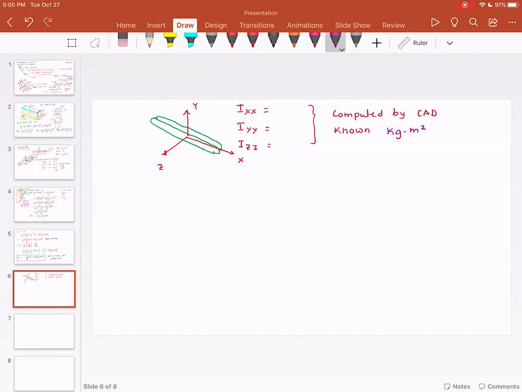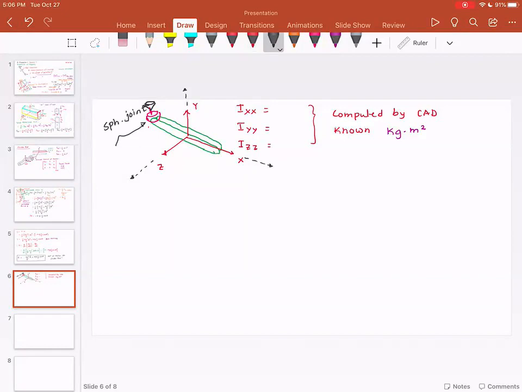Now let's assume, for the sake of discussion, that there is a spherical joint here. A spherical joint, or ball and socket joint, means this link can move around X, around Y, around Z. So you could have a translation about Z, translation about X, translation about Y.